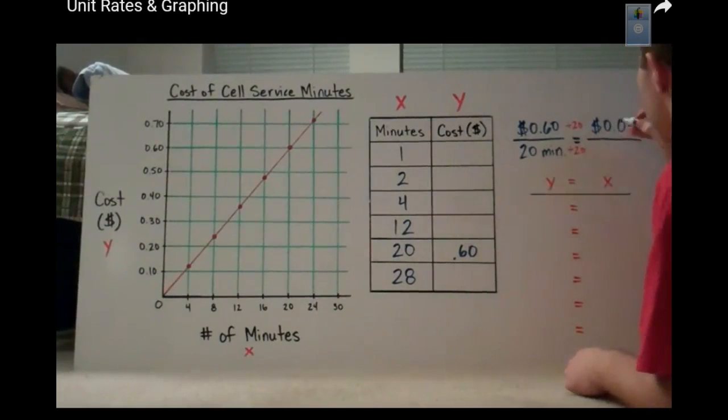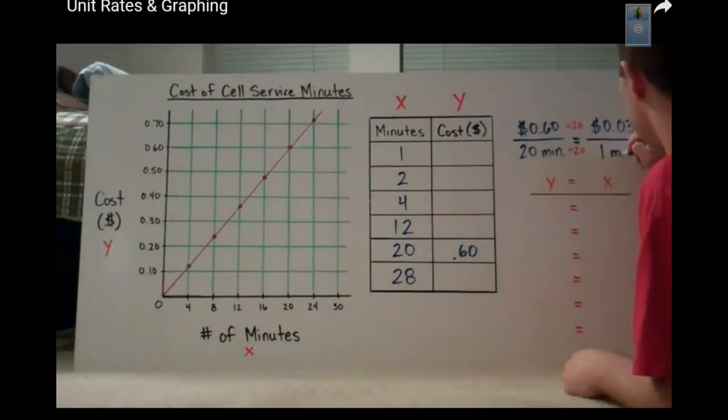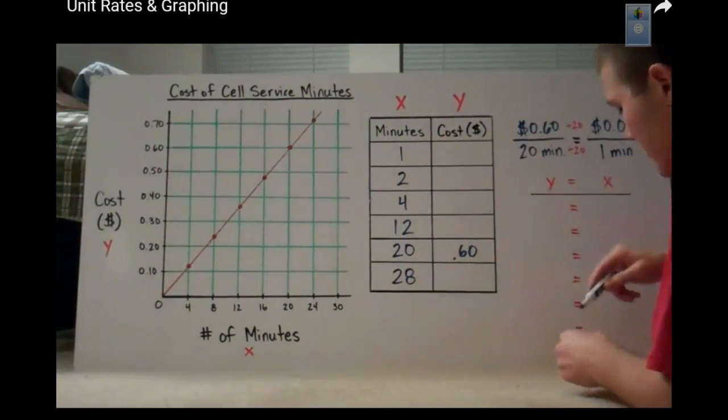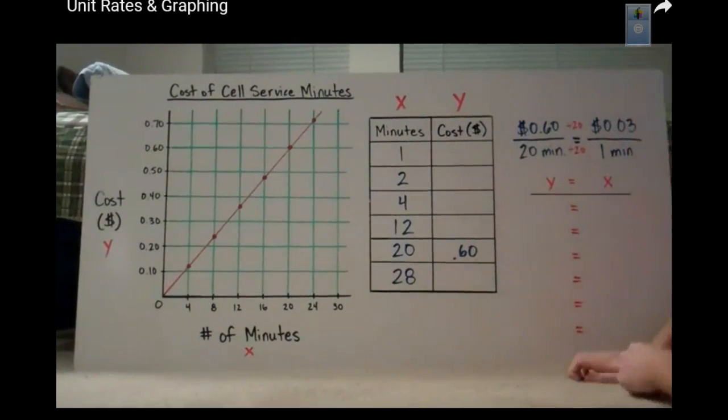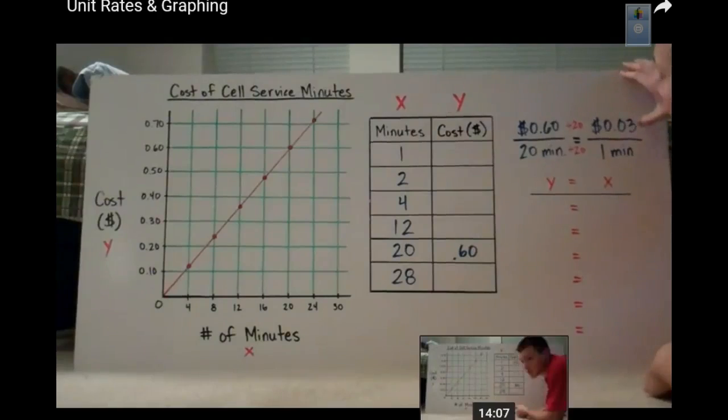And this becomes 1 minute. Labels: dollars in the numerator, minutes in our denominator. So that means 1 minute costs 3 cents. Alright? Every minute. And this is where I saw most of your tables.